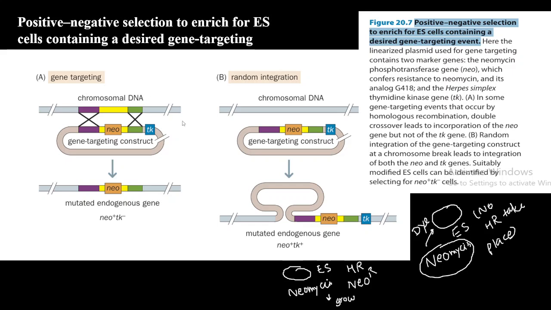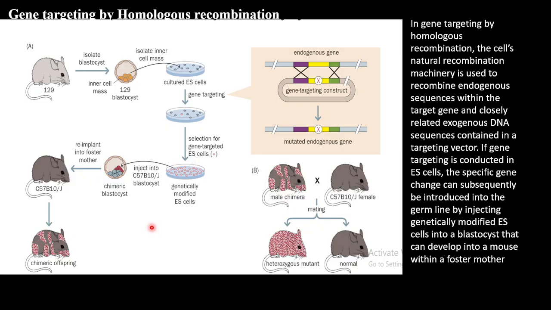So your cell is going to be neomycin positive but the TK negative. In case of the random integration, it is going to be both positive. So you have to select the cells which are basically neomycin positive and the TK negative. Or it could be any other marker also, depending on the vector which you are using.